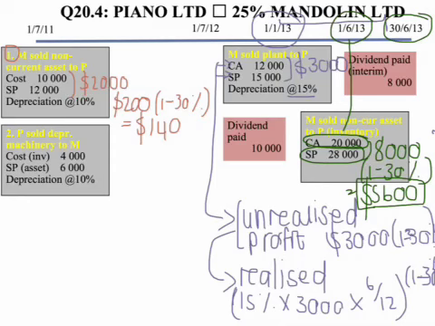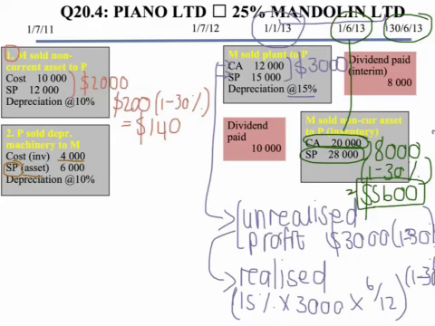The fourth item also occurred in the previous financial year. So on the 1st of July, Piano Limited sold an item of machinery to Mandolin for $6,000. So that was the selling price, and it was an asset item that was sold. This item cost them $4,000.